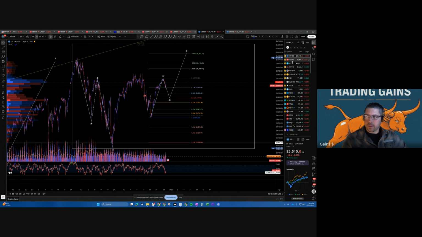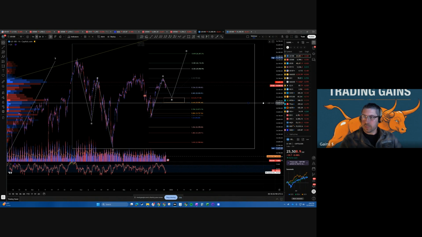Now I don't want to flip to the S&P quite yet, but the S&P kind of looks like an ending diagonal, and I will show that in a second. If we do get this pullback, and you might get this extension down here, this is where I would draw the line, right at 25,000, where it's the bifurcation point for the range.